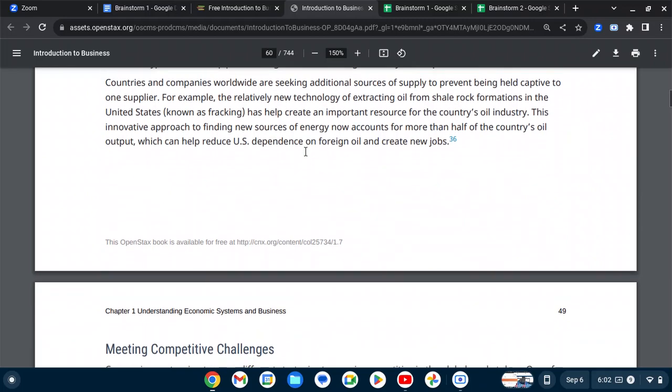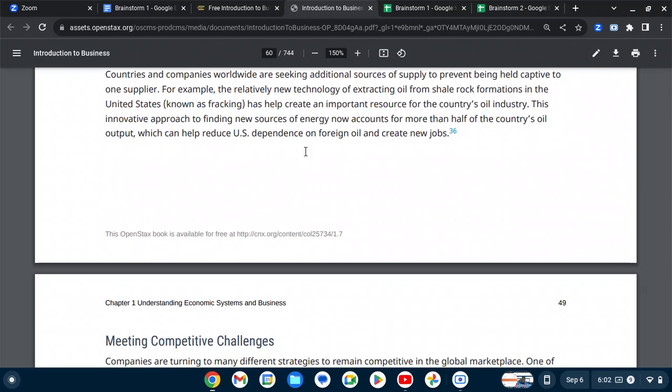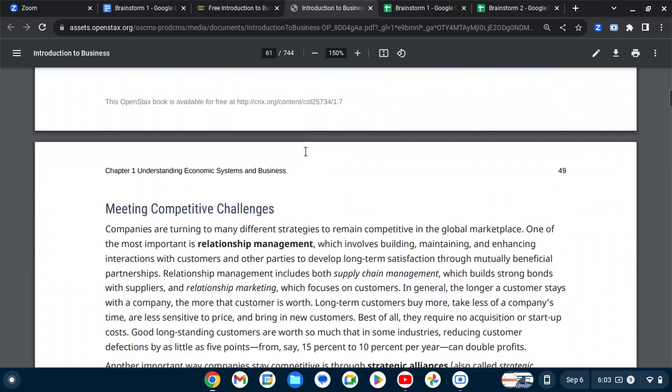Countries and companies worldwide are seeking additional sources of supply to prevent being held captive to one supplier. For example, the relatively new technology of extracting oil from shale rock formations in the United States has helped create an important resource for the country's oil industry. This innovative approach to finding new sources of energy now accounts for more than half of the country's oil output, which can help reduce U.S. dependence on foreign oil and create new jobs.